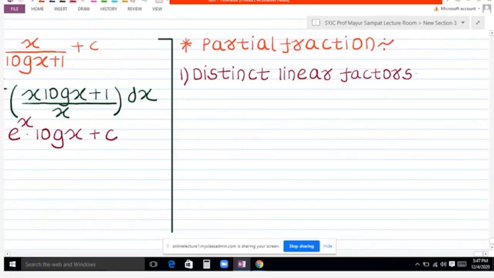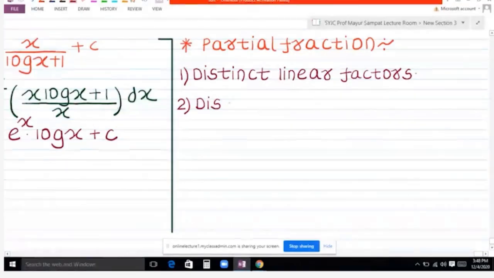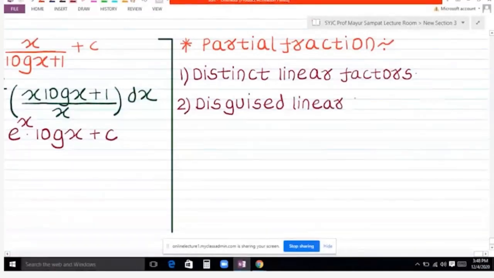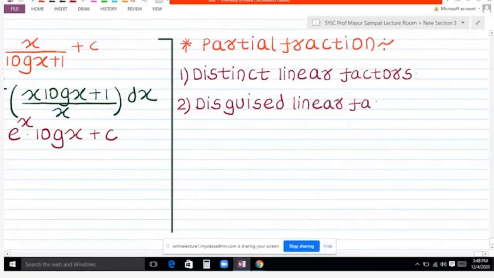After this, you leave three lines. Next, number two, problem based on the disguised linear factors.